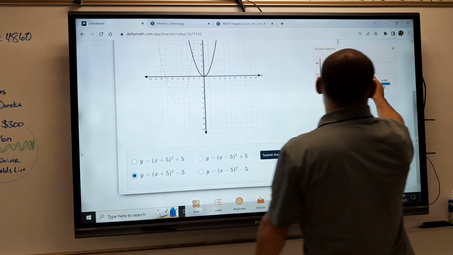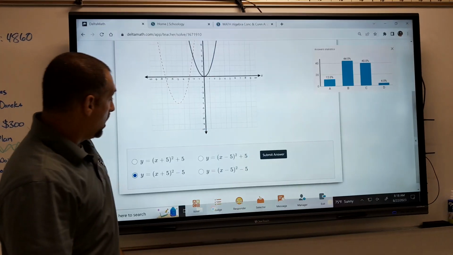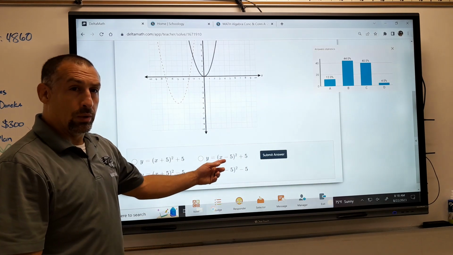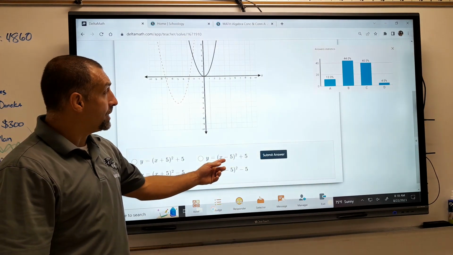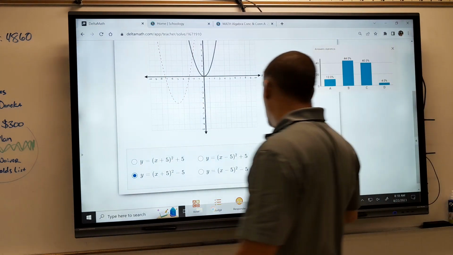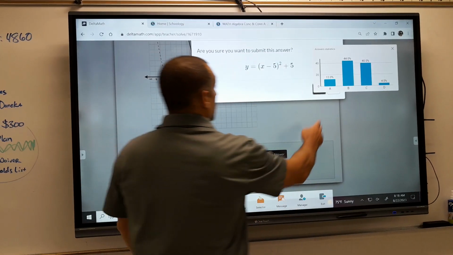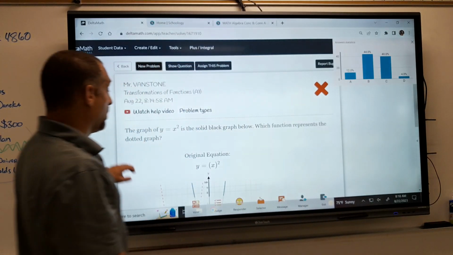Yeah, most kids didn't get it right. 44 chose B. We know that though. If there's a negative on the inside, that moves it to the right. It says so right there. So we got fooled, guys. The majority picked B, and it's going to show us, I think, that we were wrong.